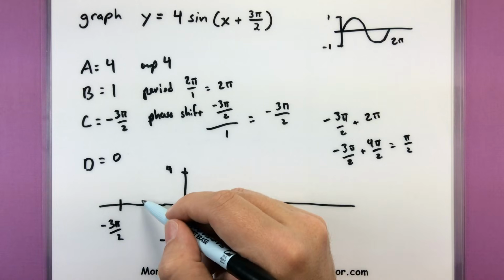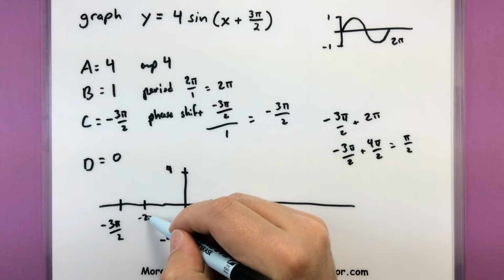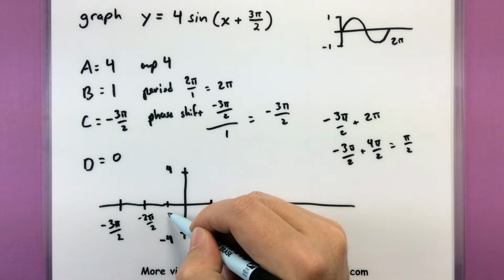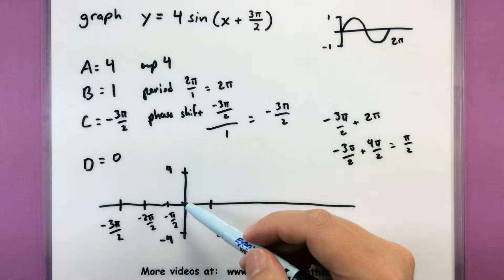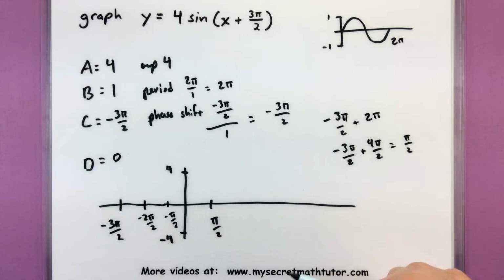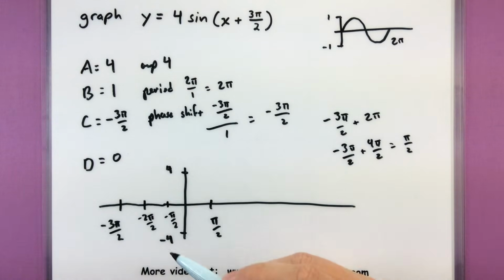All right, so if I had to chop this into quarters, let's see, what would I get? So I'd get negative 2 pi over 2. Negative pi over 2, then I'd be at 0, and then pi over 2, so 1, 2, 3, 4. Okay, that works. All right, let's go ahead and draw our cycle.